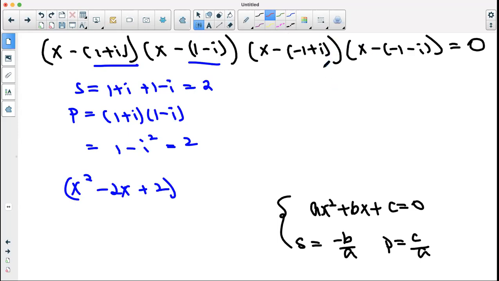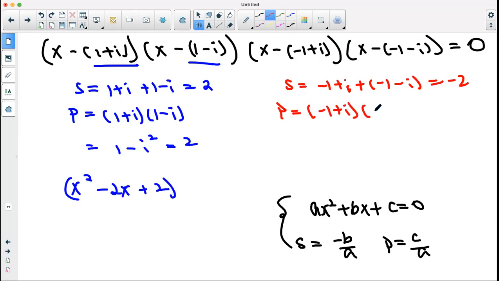Now, in this case, what can I do? Sum is equal to negative 1 plus i plus negative 1 minus i. What is that equal to, guys? Negative 2. And then, how about the product? Product is equal to negative 1 plus i times negative 1 minus i. Once again, this becomes negative 1 squared, first one squared, minus i squared, isn't it? Did you realize that this is still equal to 2? Then this becomes x squared plus 2x plus 2.